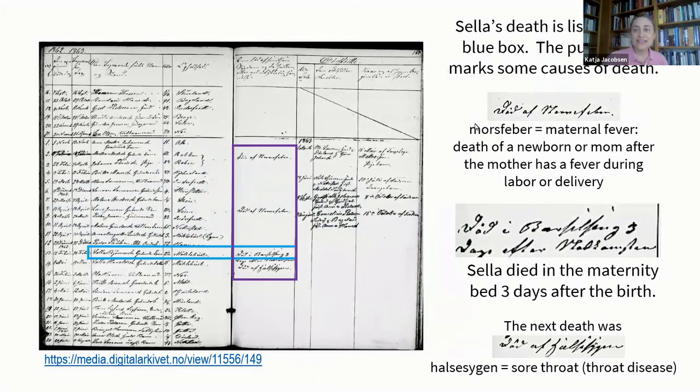It is interesting to look at the registry page for Sella here. Sella's death is listed in the blue box, and that purple box that I put down the first column on the right-hand page lists causes of death. Very few entries there. It's mostly blank.